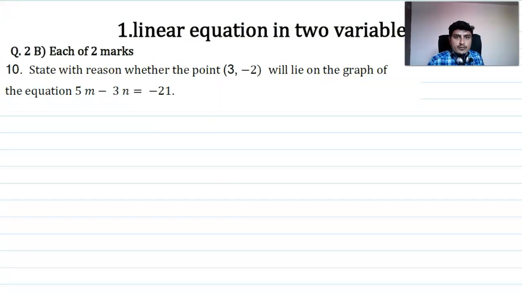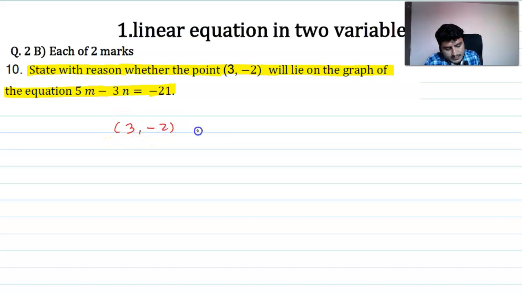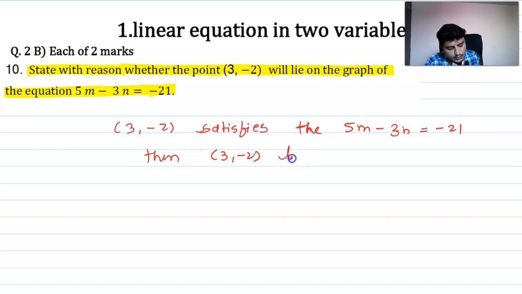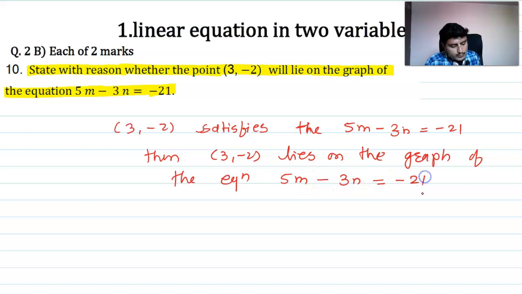Now look at the next and last question from question 2b. We have to state with a reason whether the point (3, minus 2) will lie on the graph of the equation 5m minus 3n equals minus 21. If (3, minus 2) satisfies the equation, that is, the equation of the form 5m minus 3n equals minus 21, then we can say that (3, minus 2) lies on the graph of the equation.